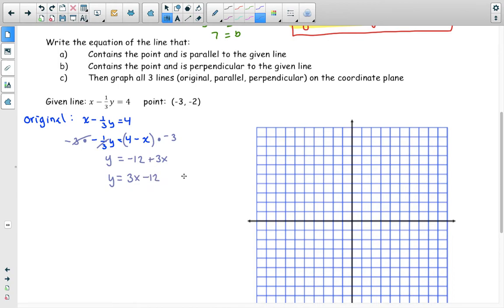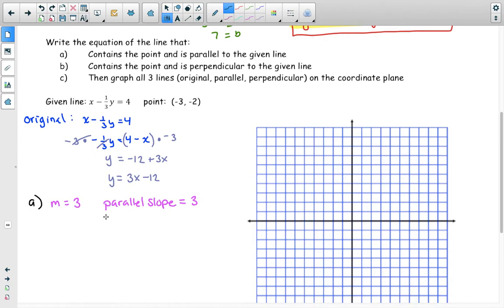Either one will show you your original slope and your original y-intercept. So now that we have our original, we can see what our slope is, and then we can find the parallel and perpendicular aspect. So part A. Part A asks us to find the equation that contains this point and is parallel to this line. For the original line, we have the slope of 3, so our parallel slope will equal 3 because it has to be the same.